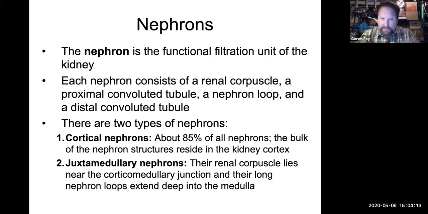So the nephron is the functional unit of the kidney. Each nephron is going to be composed of something called the renal corpuscle. Leaving the renal corpuscle, we're going to have a proximal convoluted tubule. Proximal means it's close to. What's it close to? It's close to that renal corpuscle.